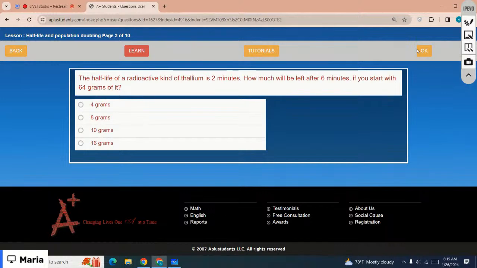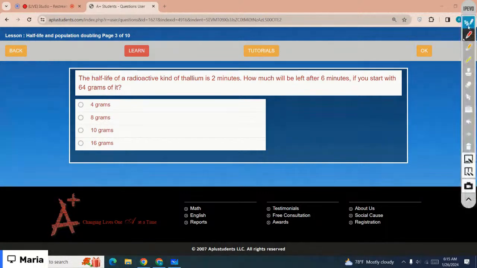The next one is, okay, I will explain the one we are on right now. Just listen to me carefully, try to understand. If the half life of radioactive thallium is 2 minutes, for this one, not 8, how much will be left after 6 minutes?